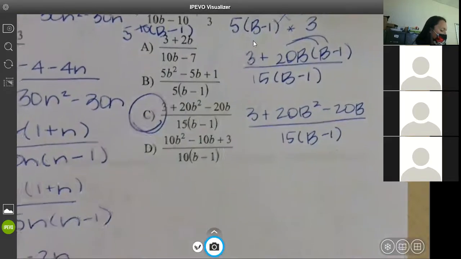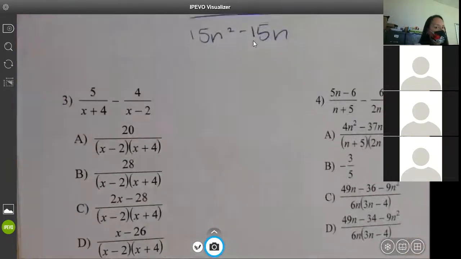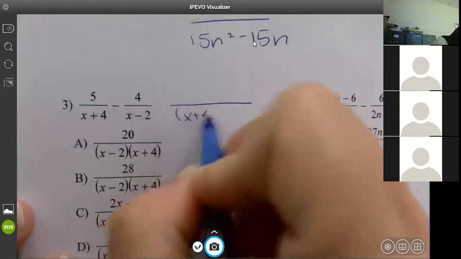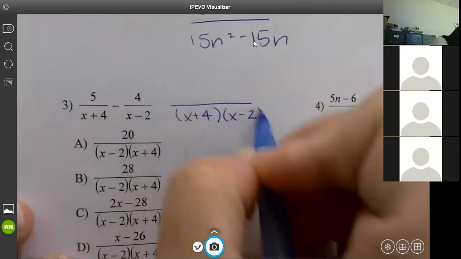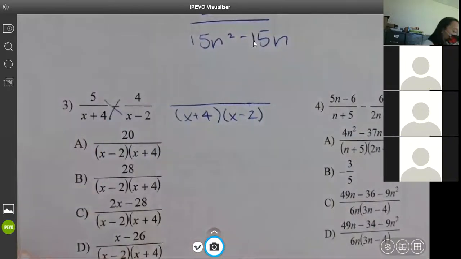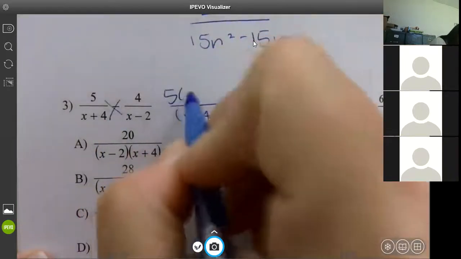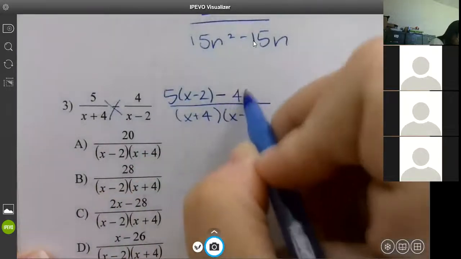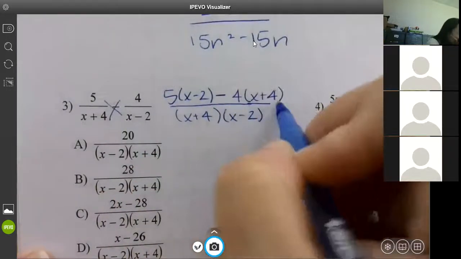All right. Number 3, there's nothing I can reduce on number 3, so we're just going to smush them together. Our common denominator is x plus 4, x minus 2. We're going to cross multiply, but watch that minus between. We're going to do 5 times x minus 2. We have a minus between. 4 times x plus 4.